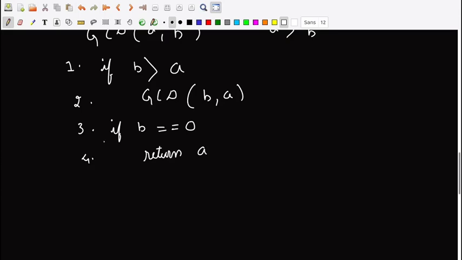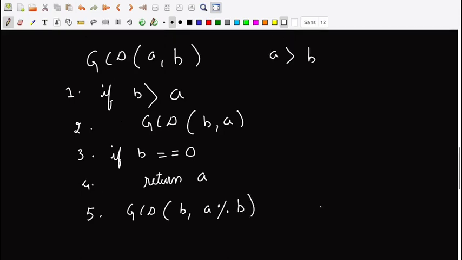So what is our fifth step? In case B is not equal to 0, then the GCD is basically GCD of B comma A modulo B, and that's the algorithm. So in this way, we can find the GCD of two numbers.